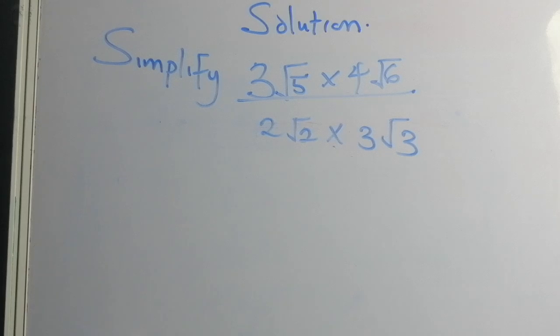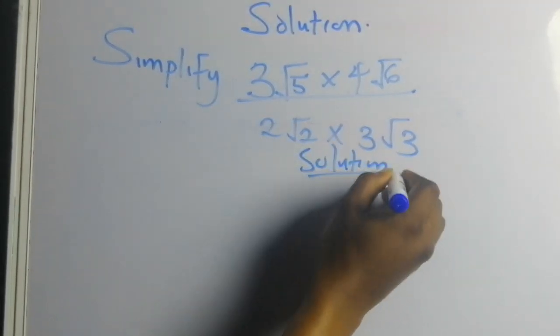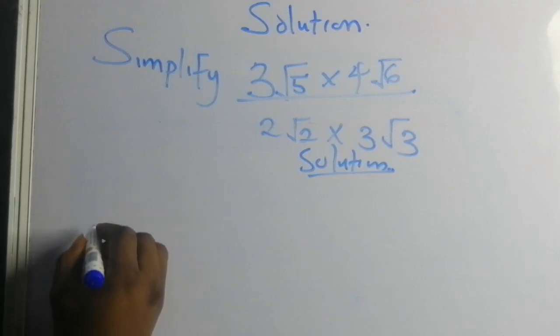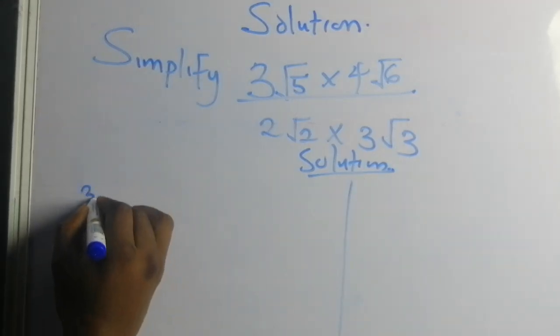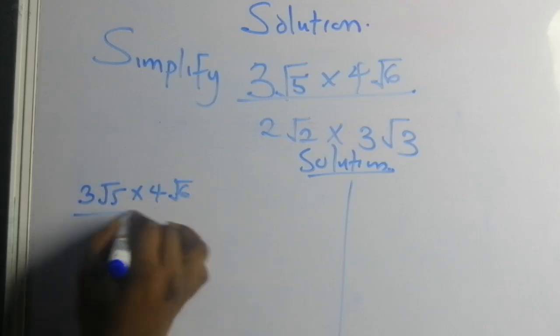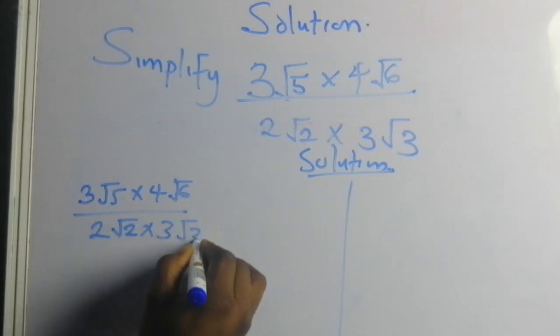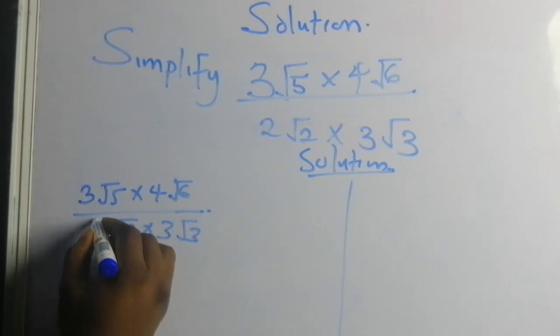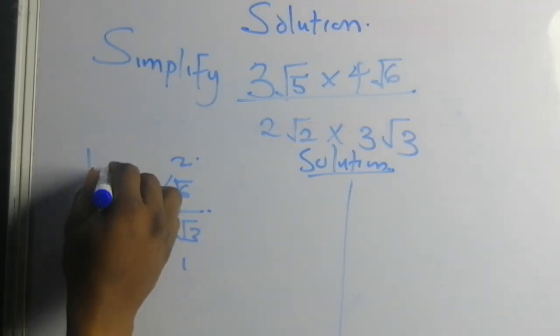On the question, I intentionally wrote rationalize. So what do you do first? You ensure that you simplify first before you rationalize. That is the meaning. So 3 root 5 times 4 root 6 over 2 root 2 times 3 root 3. 2 over 2 is 1, 3 over 3 is 1.